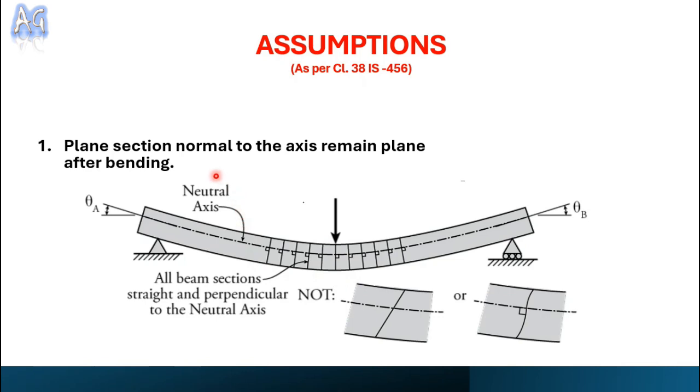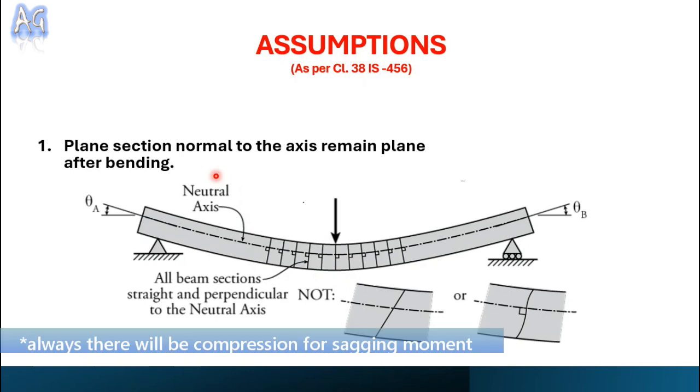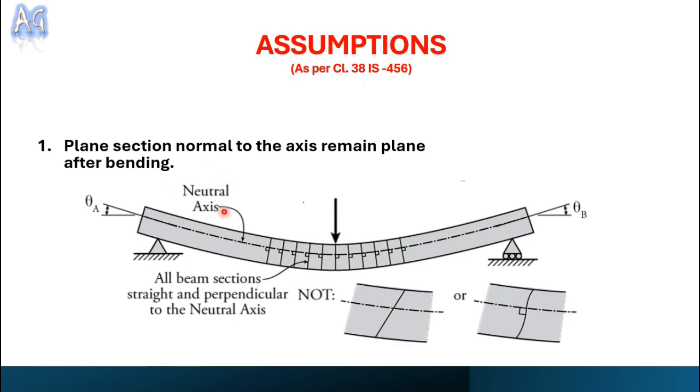Neutral axis means it is the axis where, if we consider an element within this axis, we will see there is no compression and no tension, but above the neutral axis there will always be compression, and below the neutral axis there will always be tension. So this is the basic fundamental thing. I think all of you know this.